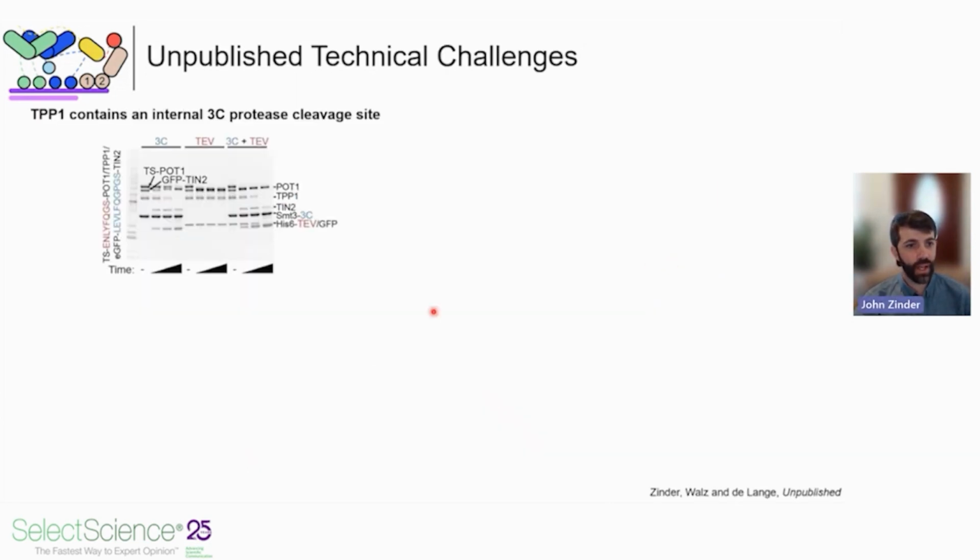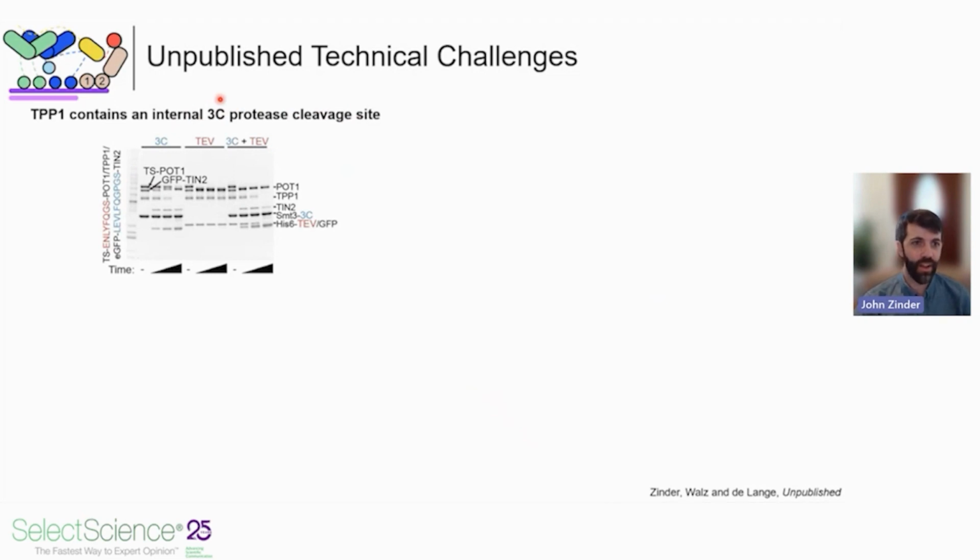And so since I haven't gotten a chance to publish this before, I wanted to go at least a little bit into the technical challenges that I faced while trying to manipulate these complexes. And one of the most huge setbacks I faced was when I realized that there's actually an internal 3C protease cleavage site within the TPP1 subunit of this complex. So 3C protease is commercially marketed as PreScission, and so that might make you think that it's very precise.